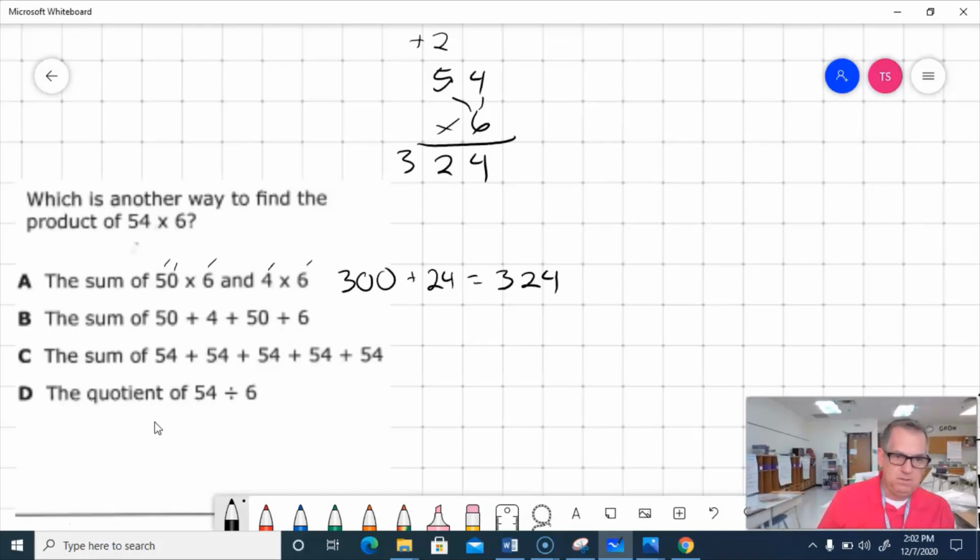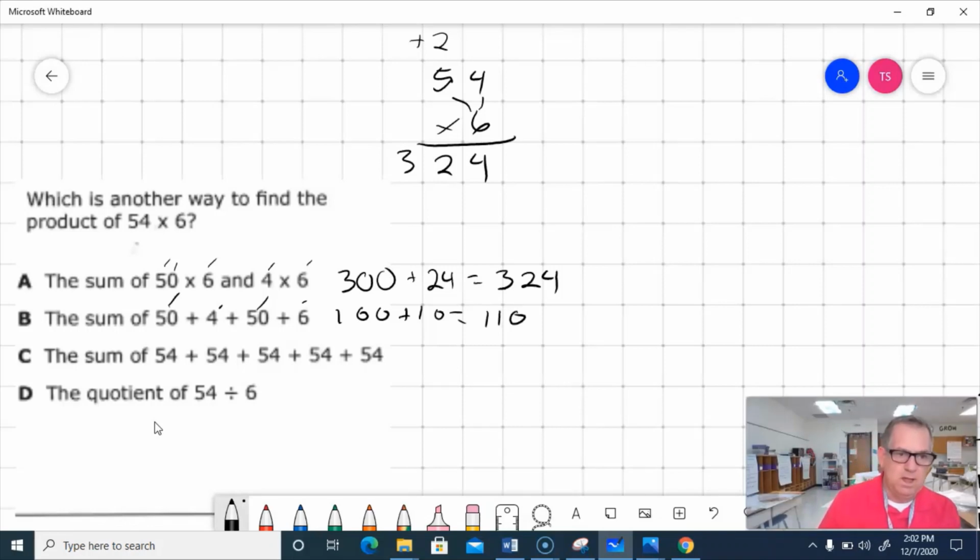Okay, answer choice B, the sum of 50 plus 4 plus 50 plus 6. What is the sum of 50 plus 4 plus 50 plus 6? Okay, let's check it out. I know that 50 plus 50 is 100, and I know 4 plus 6 is 10, so 100 plus 10 would be 110.